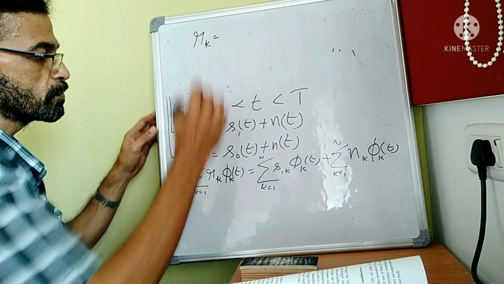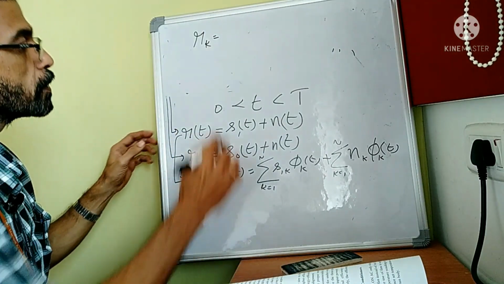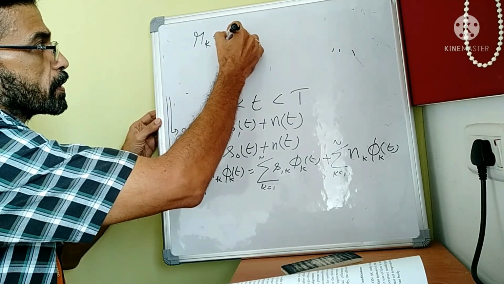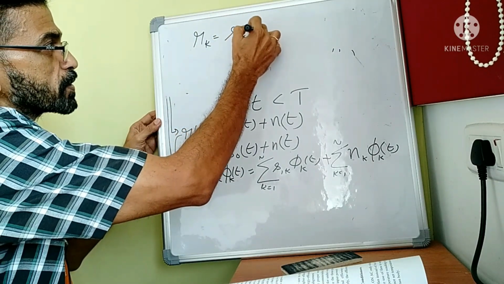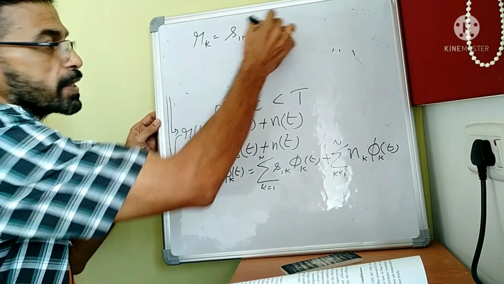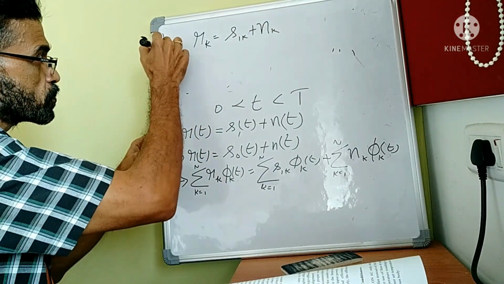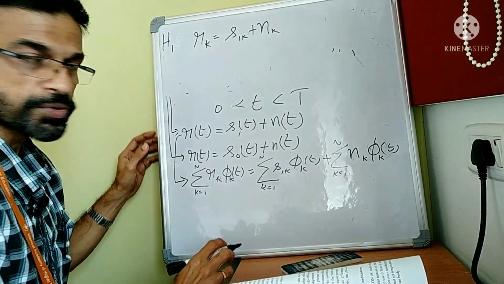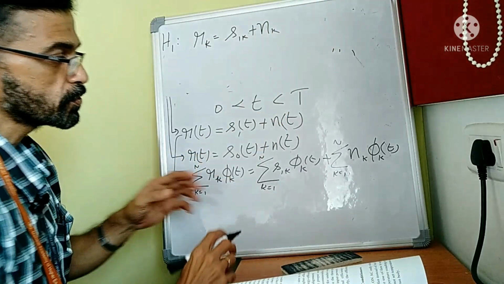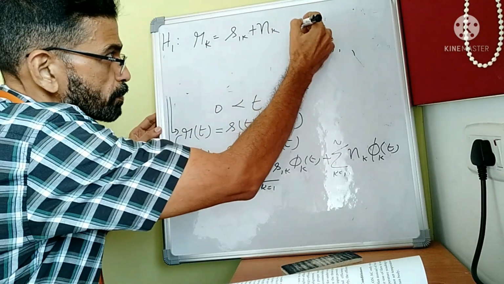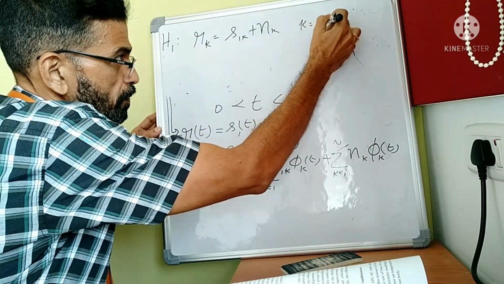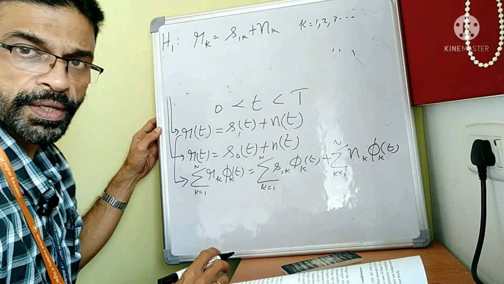Rk is equal to S1k plus nk. That is when H1 is the true hypothesis, and of course k takes on values 1, 2, 3 up to n. So maybe I'll write here k equals 1, 2, 3, etc.